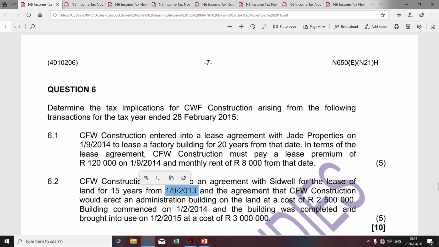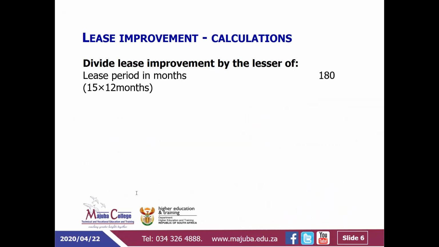And we're going to deduct that period from the 1st of September 2013 until the 1st of February 2015. That is when the building was completed. We're going to take those months and reduce our initial 15 years. Remember, for us to do that, we need to convert it into months. So that's the conversion. We've done the conversion.